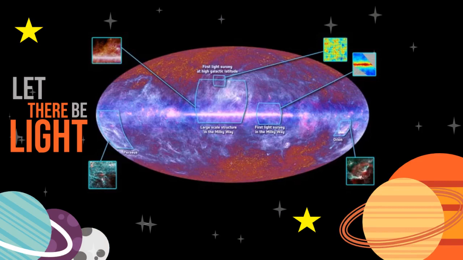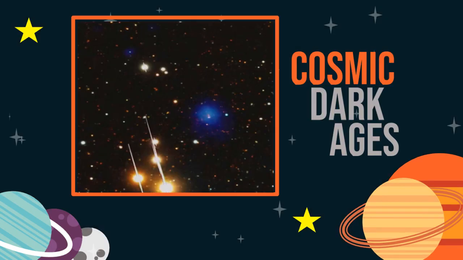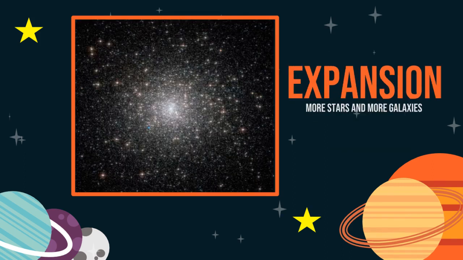About 380,000 years after the Big Bang, matter cooled enough for electrons to combine with nuclei to form neutral atoms. This phase is known as recombination, and the absorption of free electrons caused the universe to become transparent. Roughly 400 million years after the Big Bang, the universe began to come out of its dark ages. This period in the universe's evolution is called the Age of Reionization. Clumps of gas collapsed to form the very first stars and galaxies. In this age of expansion, more stars and galaxies are formed.